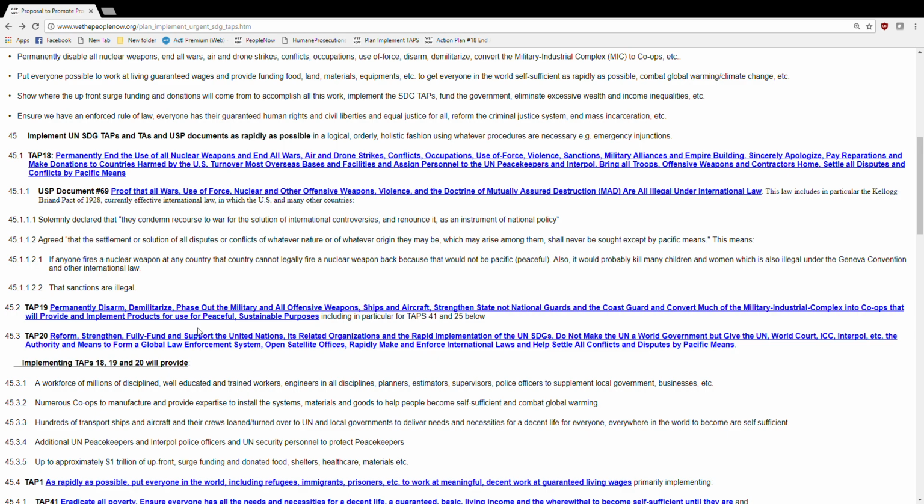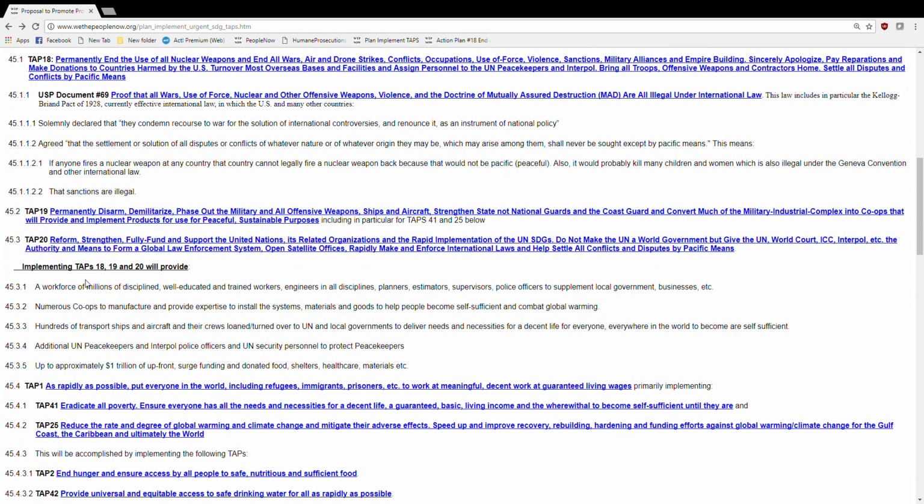Now, implementing these above tabs, in particular 18, 19, and 20, will provide a workforce of millions, probably 5 million disciplined, well-educated, and trained workers. Particularly, that's just in the United States. We've got engineers, they're all working on wars. We'll put them to work on doing two things. So you can see these different things we got that they can do. And then read this when you get a chance.